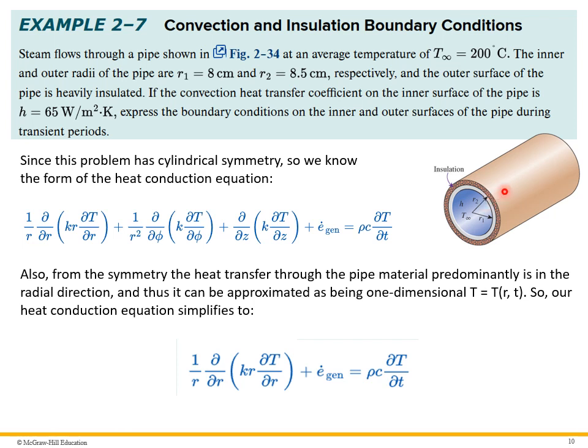So we're going to have a conduction kind of problem. This is cylindrical symmetry, so we can write down the general equation for cylindrical symmetry for heat conduction. And here, it's not a function of Z or phi since it's symmetric. So you can get rid of those and you're left with this situation here. So the heat conduction equation simplifies to this here.